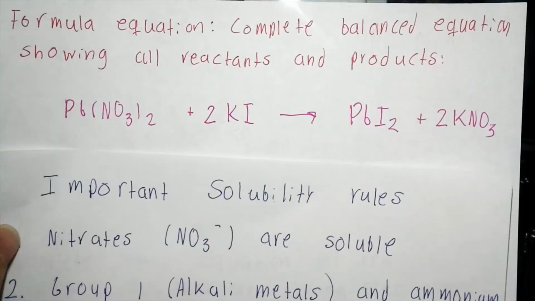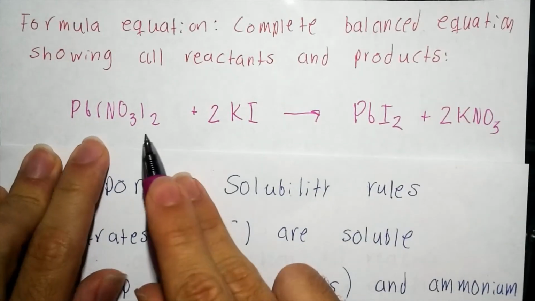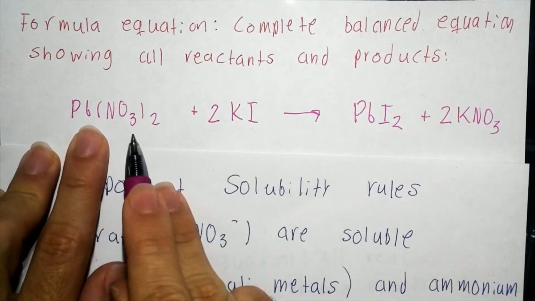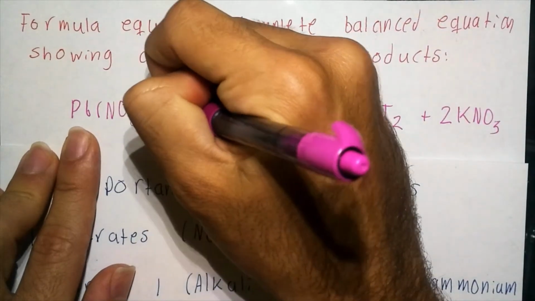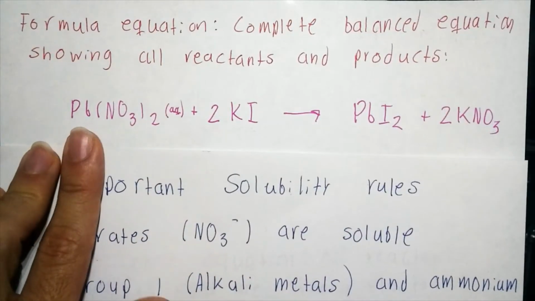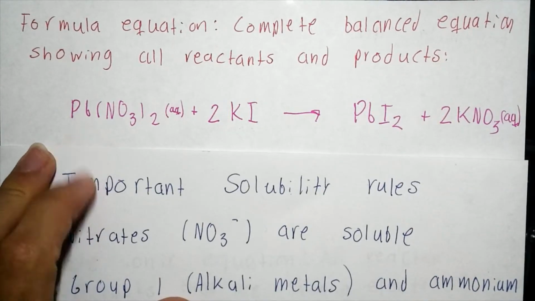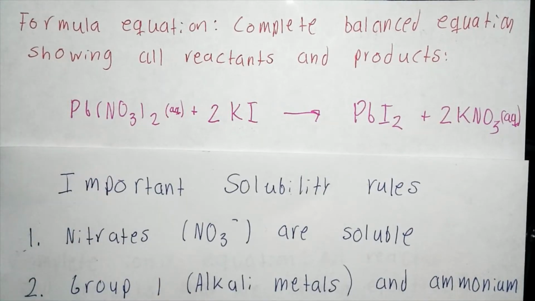So we can already do that to some of these. So if you look right here, we have lead 2 nitrate. Regardless of what's attached to the NO3, you automatically just put aqueous. This is soluble in water. And you can do that to potassium nitrate. This is going to be aqueous. All right, so I've already knocked out 2 of them. Let's go to the next one.